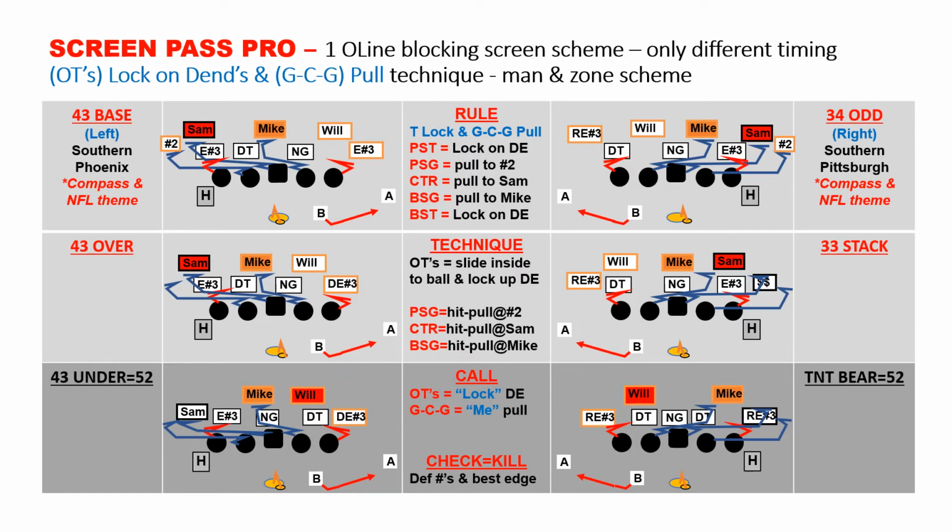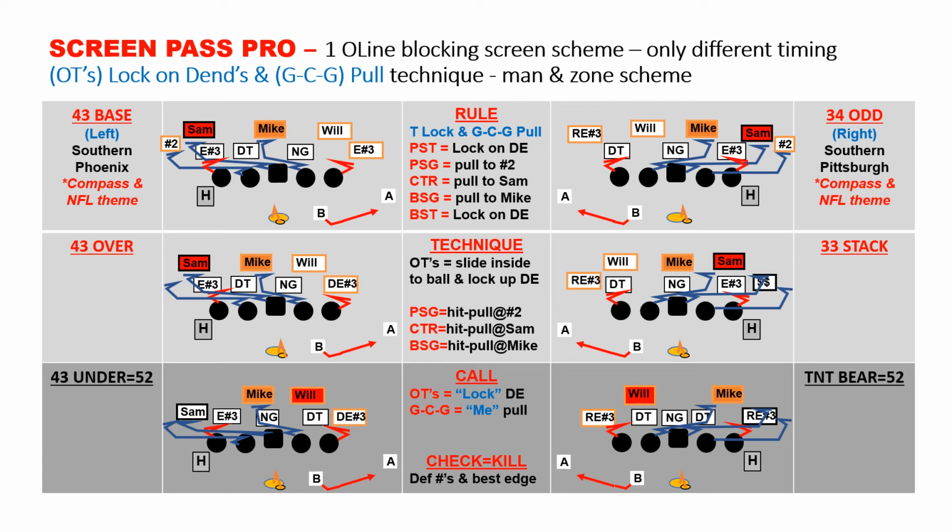Last then is our screen pass pro, and we like to use this for all our screens. We just change the timing on whether it's a quick, a fast, or a slow screen. So you're going to see the tackles are always going to be big on big, and the guard, center, guard will always be the pullers. If we look at the diagram to the left, Southern Phoenix, for example, south is the word cue for screen blocking, and Phoenix would set the direction to the left.